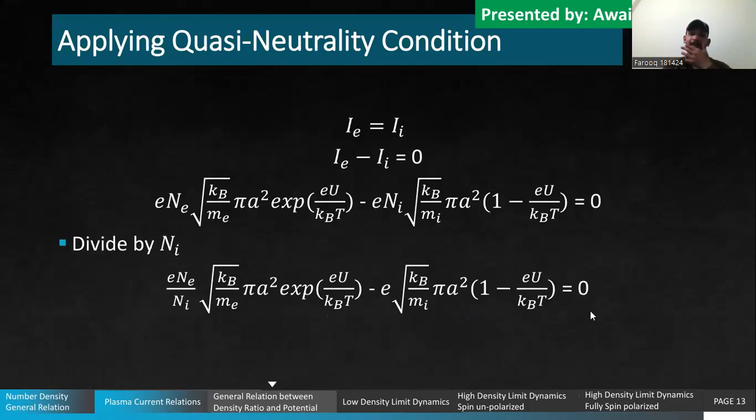Now, applying the charge neutrality condition, I've discussed before what the charge neutrality condition is. It is the equality of the electronic current and the ionic current, or the equality of current due to positive charges and due to negative charges in a plasma environment. So we are equalizing IE and II, so IE minus II is equal to 0. We put both equations, the current due to electrons and the current due to ions. Here, divide by Ni, we get this relation.